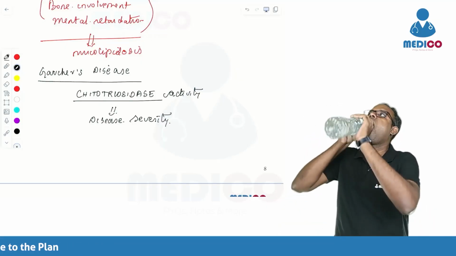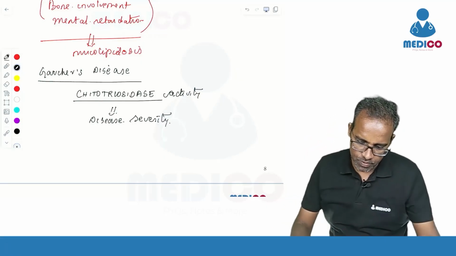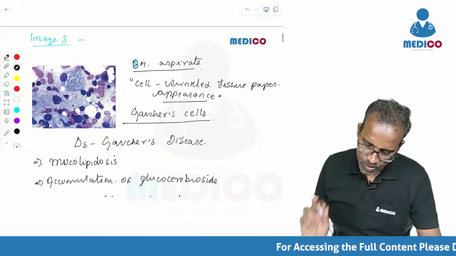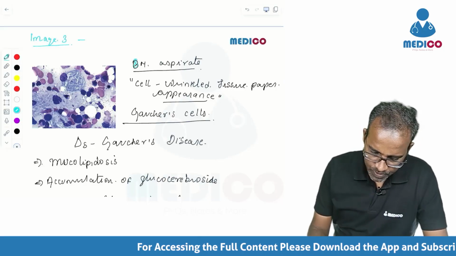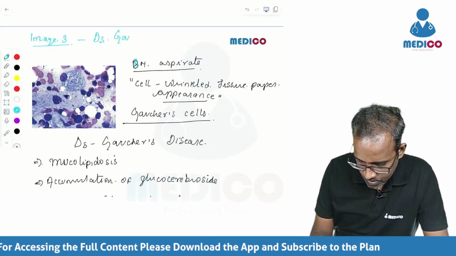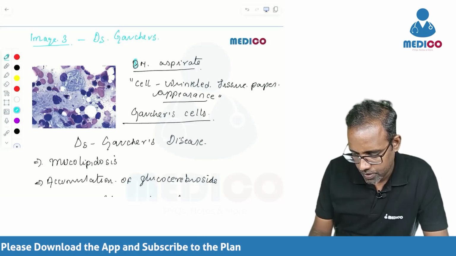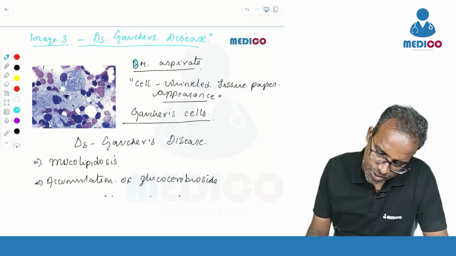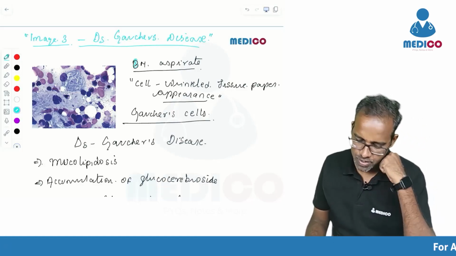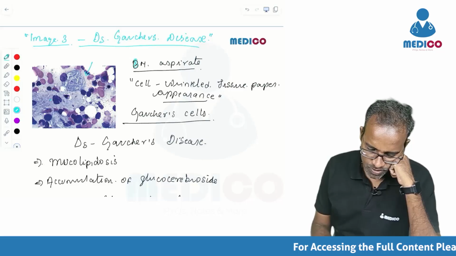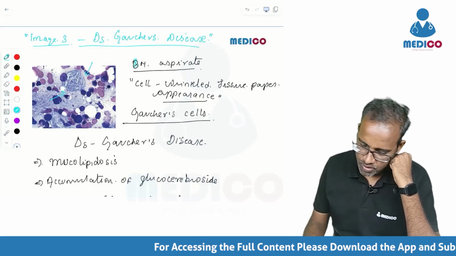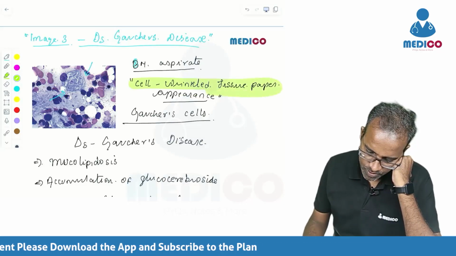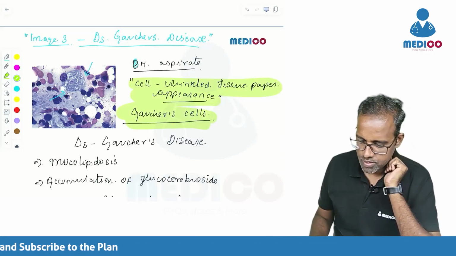So coming back to that question again, this is image 3. The diagnosis is Gaucher's disease. They can ask you about the defective enzyme, or about the enzyme measured to assess the severity of the disease. And these cells are called Gaucher's cells, cells with a wrinkled tissue paper appearance.